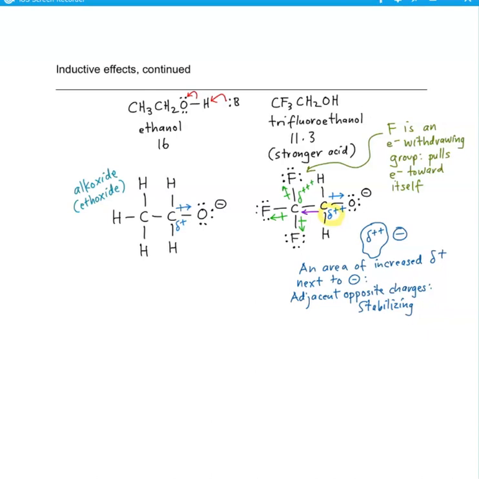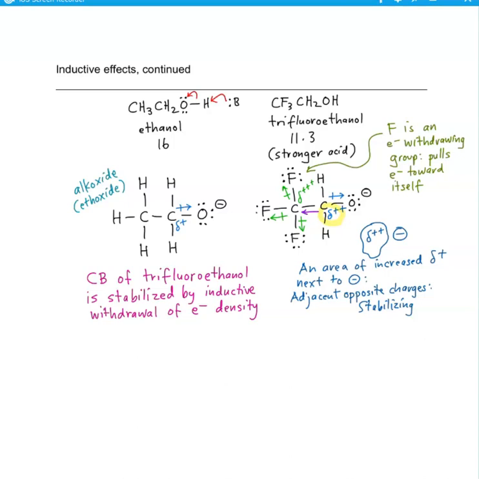So the way we would describe this would be to say that the conjugate base of trifluoroethanol is stabilized by inductive withdrawal of electron density. So because it's more stabilized, it's a weaker base than the ethoxide ion to the left, therefore corresponding to the stronger acid.